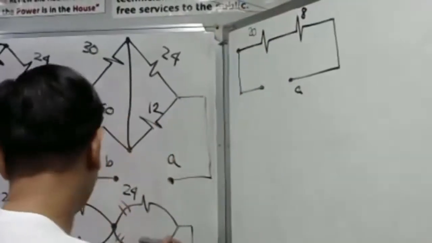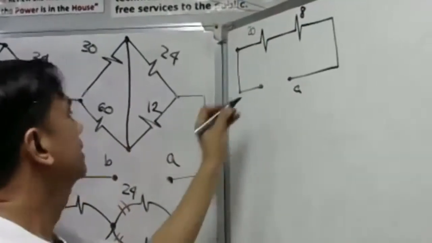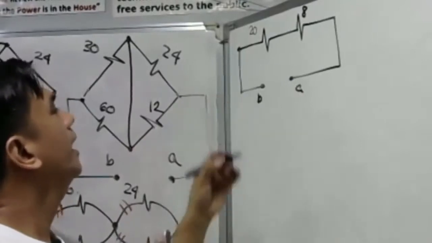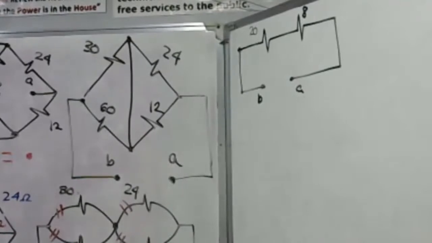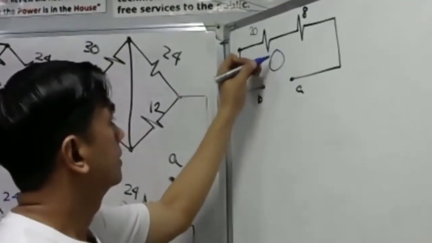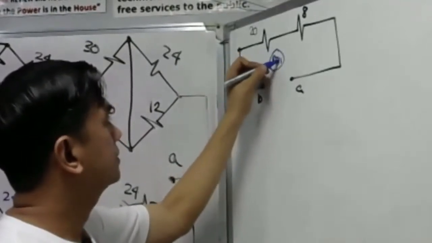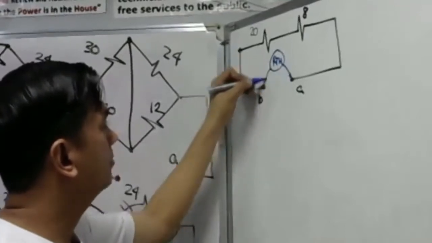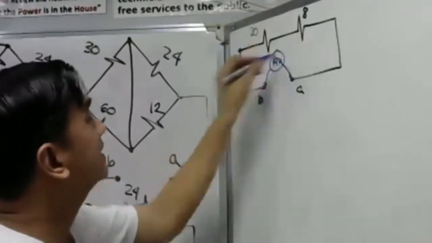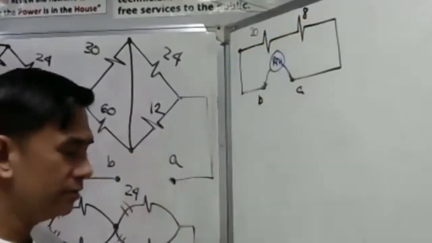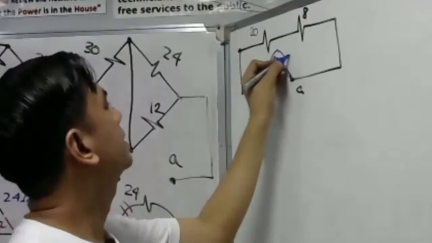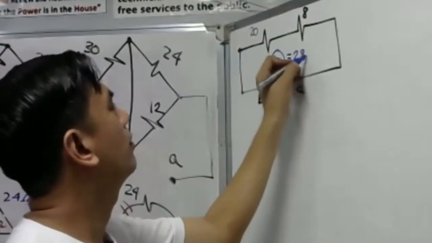Remember, we are getting the RTH. So, we have to connect our ohmmeter here. This will be our RTH at point A and point B. That is just simply the series combination. 20 plus 8. Calculator? Of course not. So that is 28 ohms.